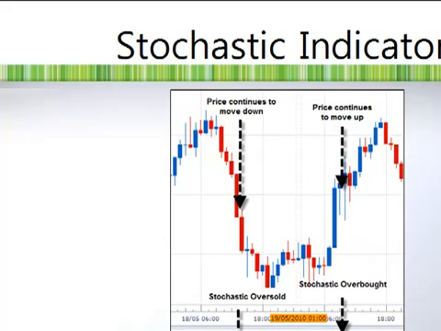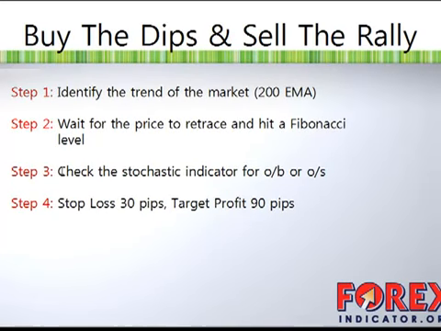So what is the next step? Once you check the stochastic indicator for overbought or oversold, you will enter a trade, and at this point you will always set a stop loss of 30 pips and a target profit of 90 pips. With this strategy, you always get a risk-reward ratio of 1:3, which is a very decent risk-reward ratio. Let's go through one example.